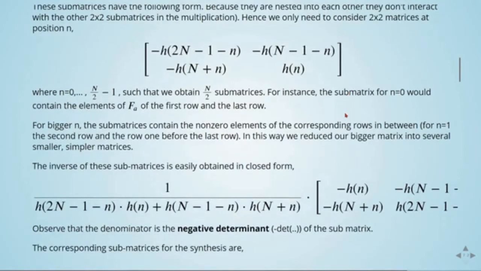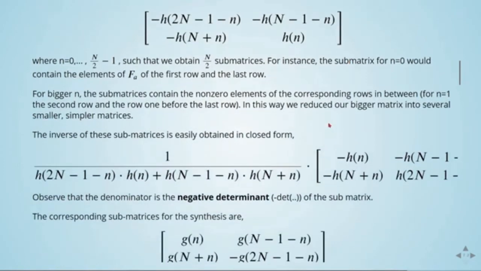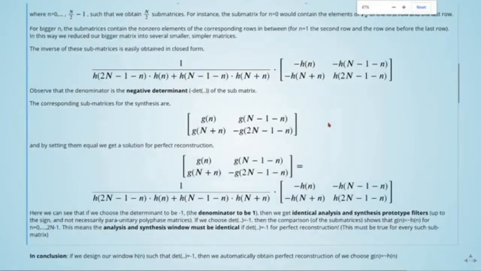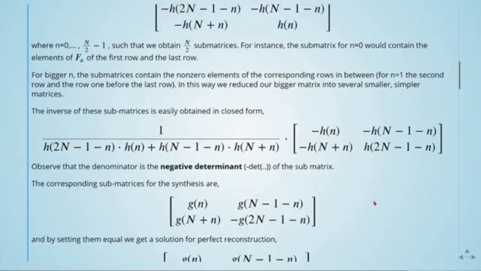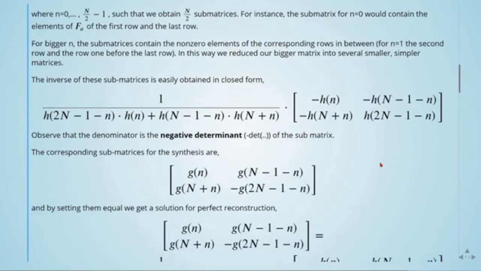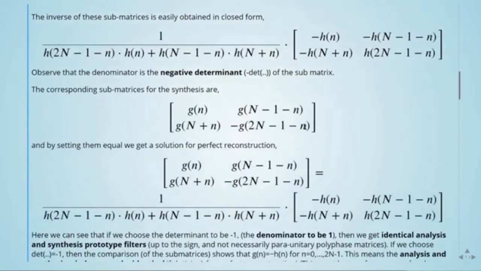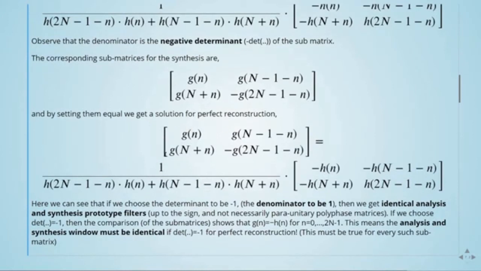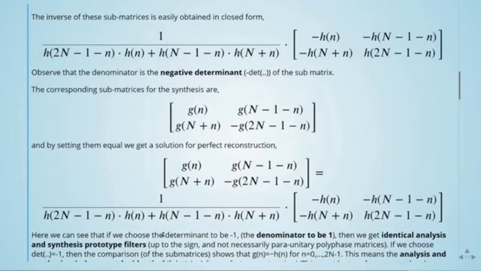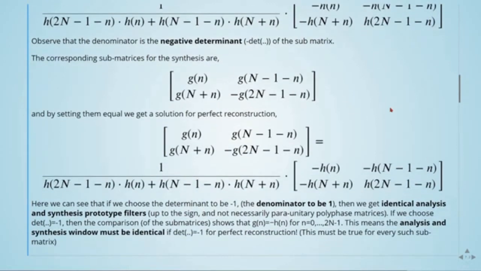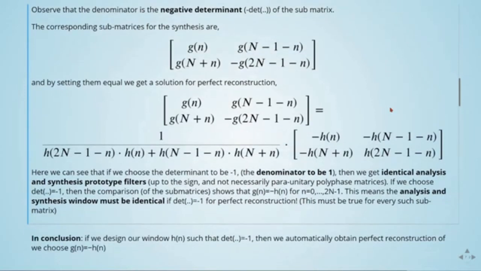And the inverse of the submatrices is easily obtained in closed form. And we have here. Observe that the denominator is the negative determinant of the submatrix. And the corresponding submatrices for the synthesis are given here. By setting them equal, we get a solution for perfect reconstruction. So we have the submatrix for synthesis equal to this one, what we calculated here, and this would be a solution for the perfect reconstruction.